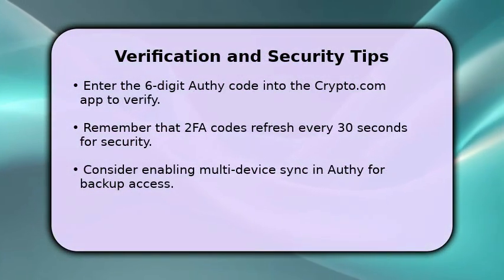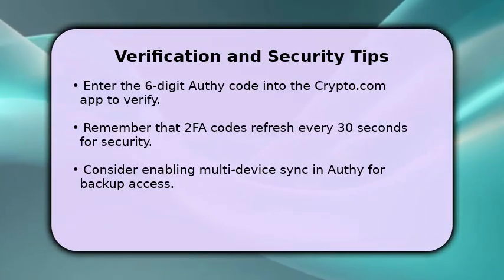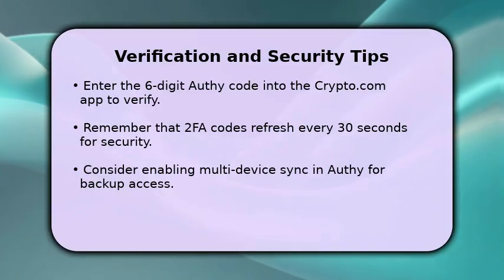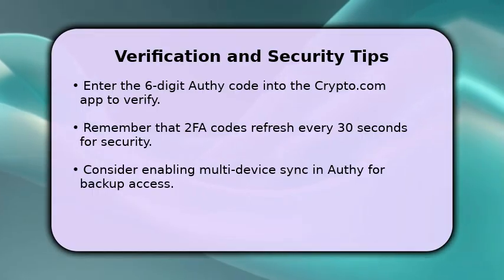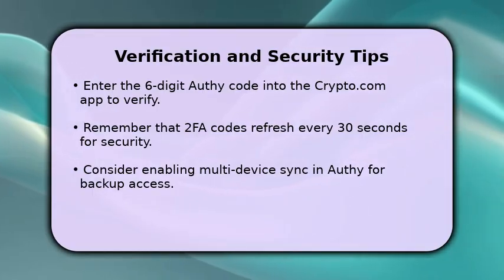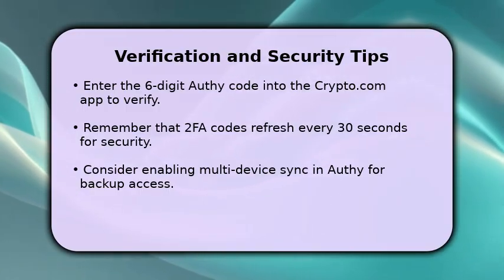Return to your Crypto.com app. You'll be prompted to enter the 6-digit code generated by Authy. Be quick, as these codes refresh every 30 seconds. Once entered, your two-factor authentication will be successfully enabled. For enhanced security, always keep your Authy recovery password safe.